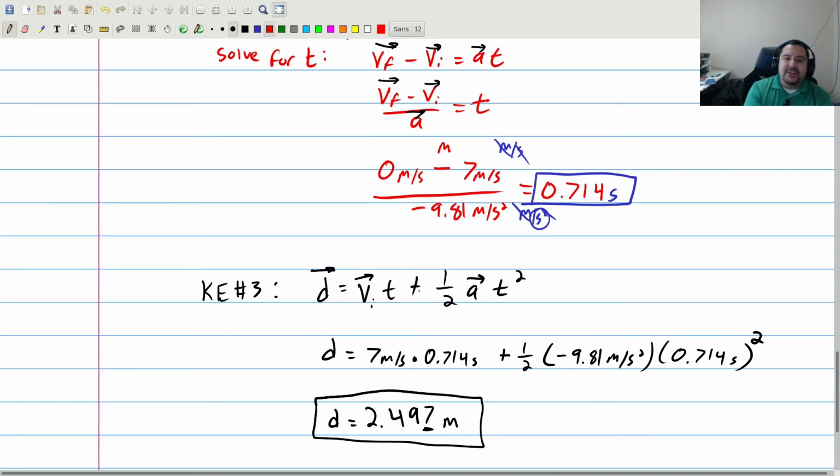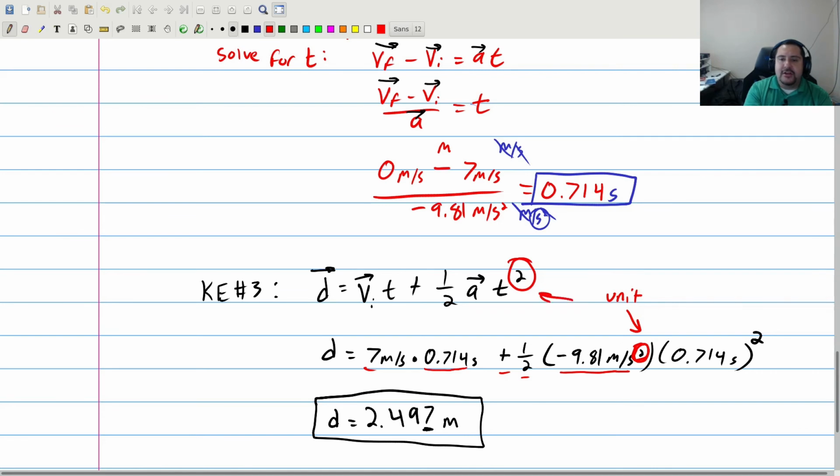Remember, when you're typing these numbers into your calculator, you don't type the units in. So you're going to type 7 times 0.714 plus 1/2, or maybe you just put in 0.5, times negative 9.81. A lot of people get confused about this. Do we put that into the calculator? The answer is no. That's a unit. You only put in a squared if it's part of the formula.